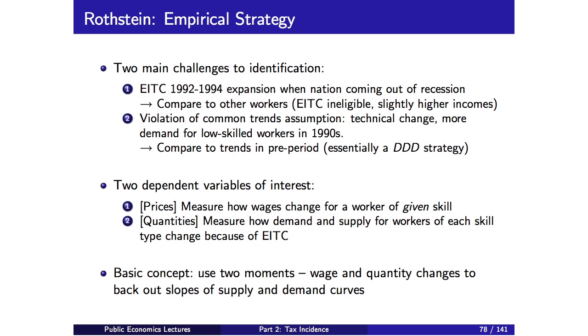So there are 2 dependent variables of interest, as usual, prices and quantities. Prices are measuring how wages change for a worker of a given skill level. Okay, that's going to be important. We'll see that. Second, the quantities measure how demand and supply for workers of each skill level changes because of the EITC. And so the overall logic here is that we use these 2 moments, the wage and the quantity change, to back out the slope of the supply and demand curves. And that actually relates to the answer to the question you asked early on, but I'll come back to that later. So once you have these 2 moments, you can back out the slopes of both the supply and demand curves.